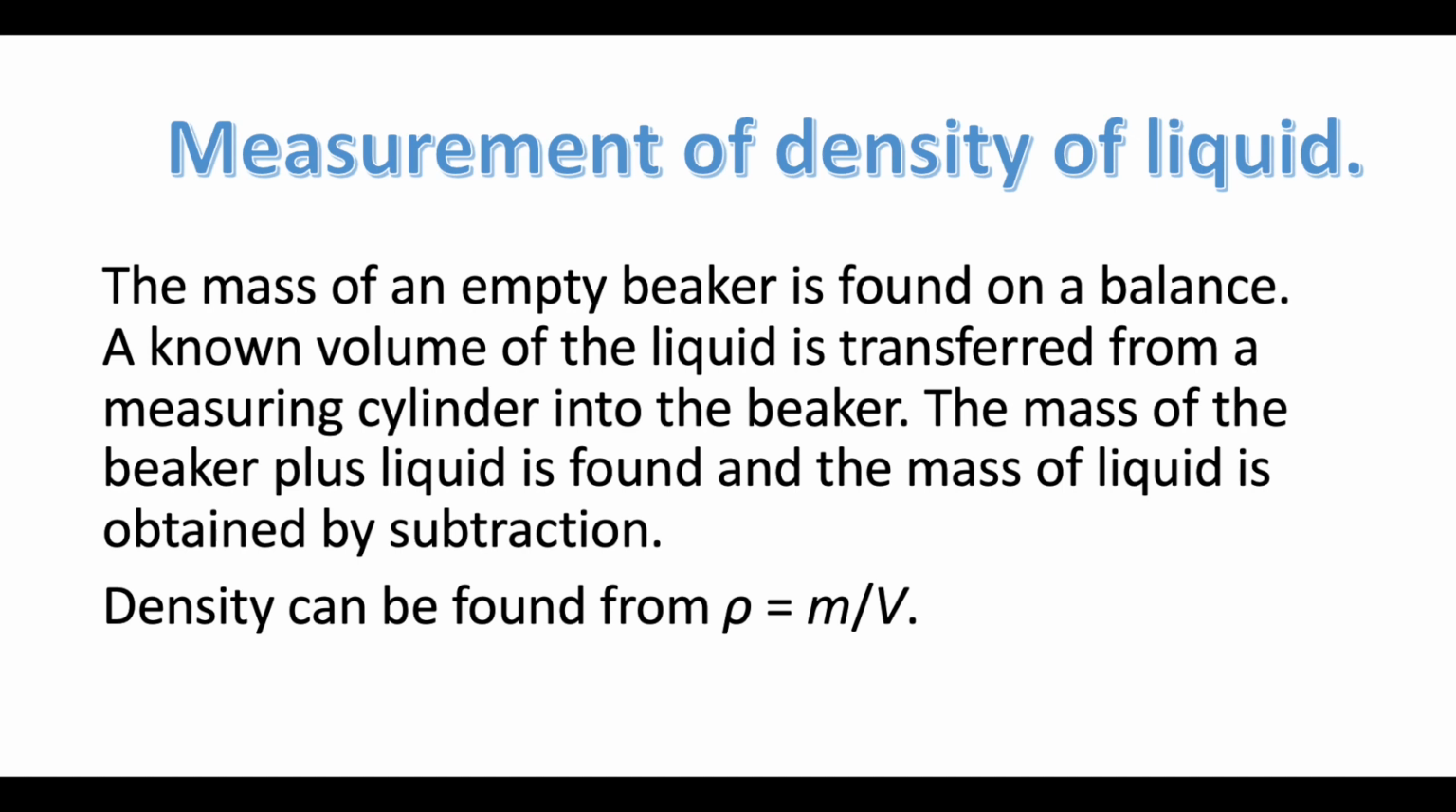Measurement of density of liquid. The mass of an empty beaker is found on a balance. A known volume of liquid is transferred from a measuring cylinder into the beaker. The mass of the beaker plus liquid is found, and the mass of the liquid is obtained by subtraction. So the density can be found from the equation density equals mass divided by volume.